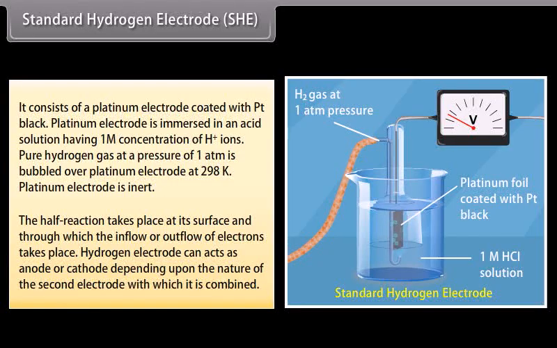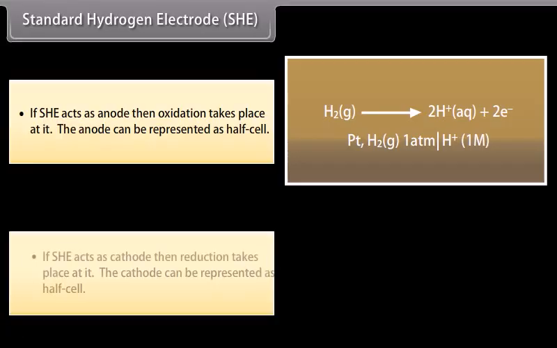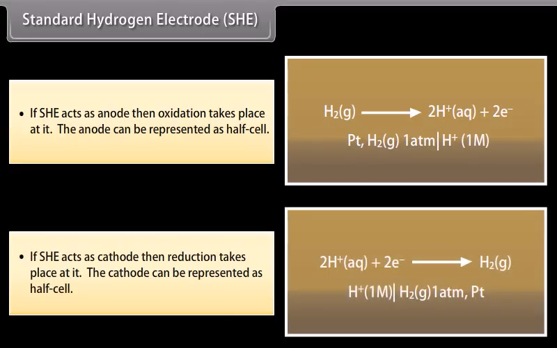Hydrogen electrode can act as anode or cathode, depending upon the nature of the second electrode with which it is combined. If SHE acts as anode, then oxidation takes place at it. The anode can be represented as half cell. If SHE acts as cathode, then reduction takes place at it. The cathode can be represented as half cell. The electrode potential of standard hydrogen electrode is taken as 0.